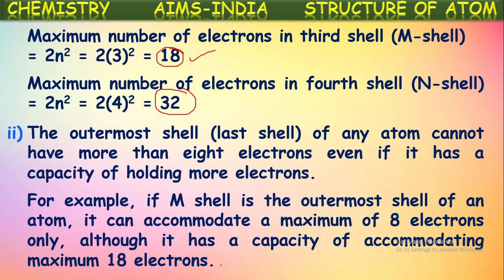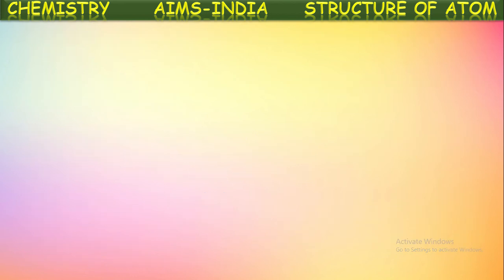If it is filled with 8 electrons, the remaining electrons will go into the next orbit. There, after filling 8 electrons, again this shell will be completely filled with the remaining accommodation. Okay, this is one of the rules.